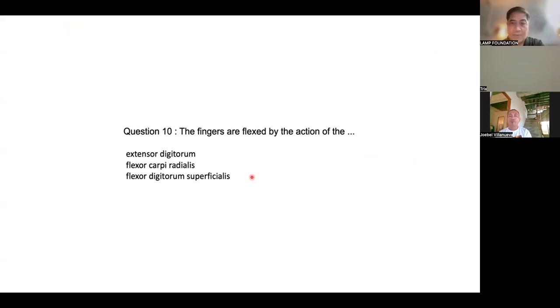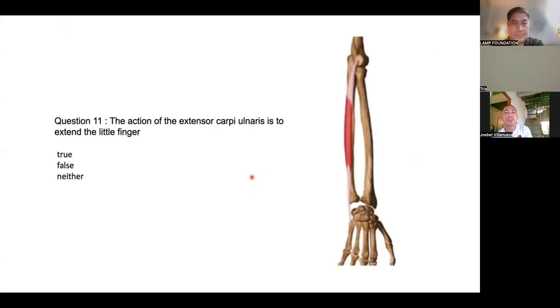The fingers are flexed by the action of the flexor digitorum superficialis. The action of the extensor carpi ulnaris is to extend the little finger. True or false? False.